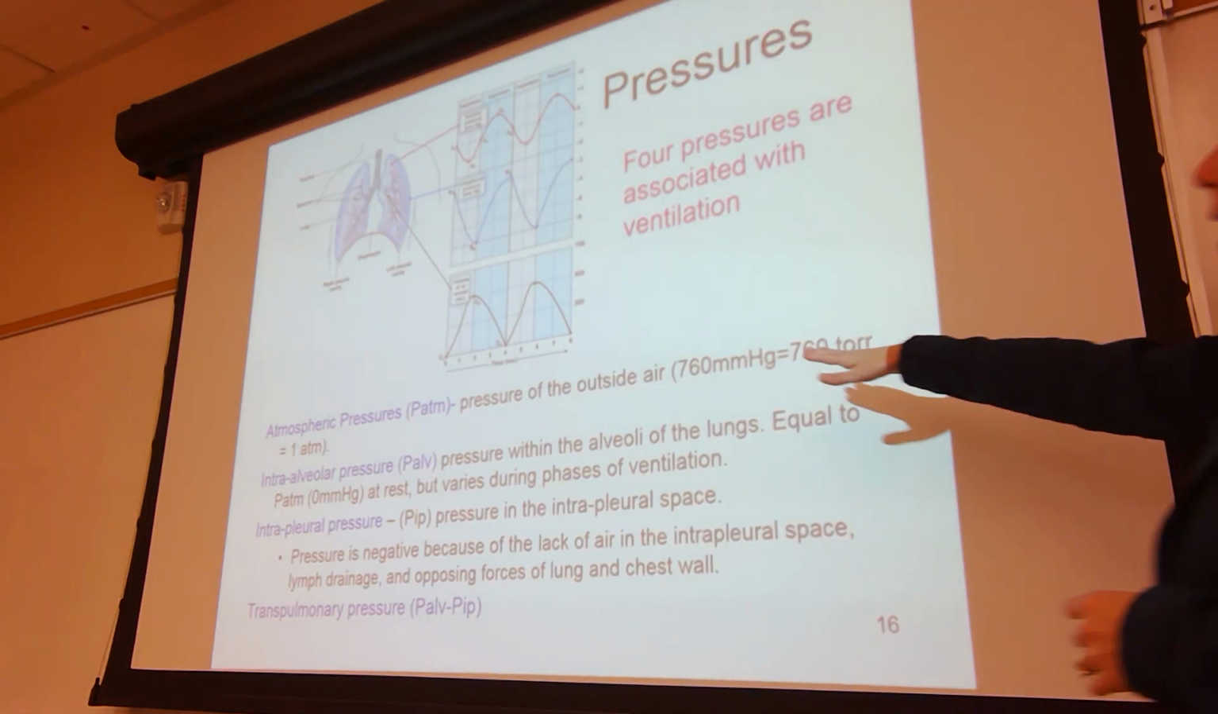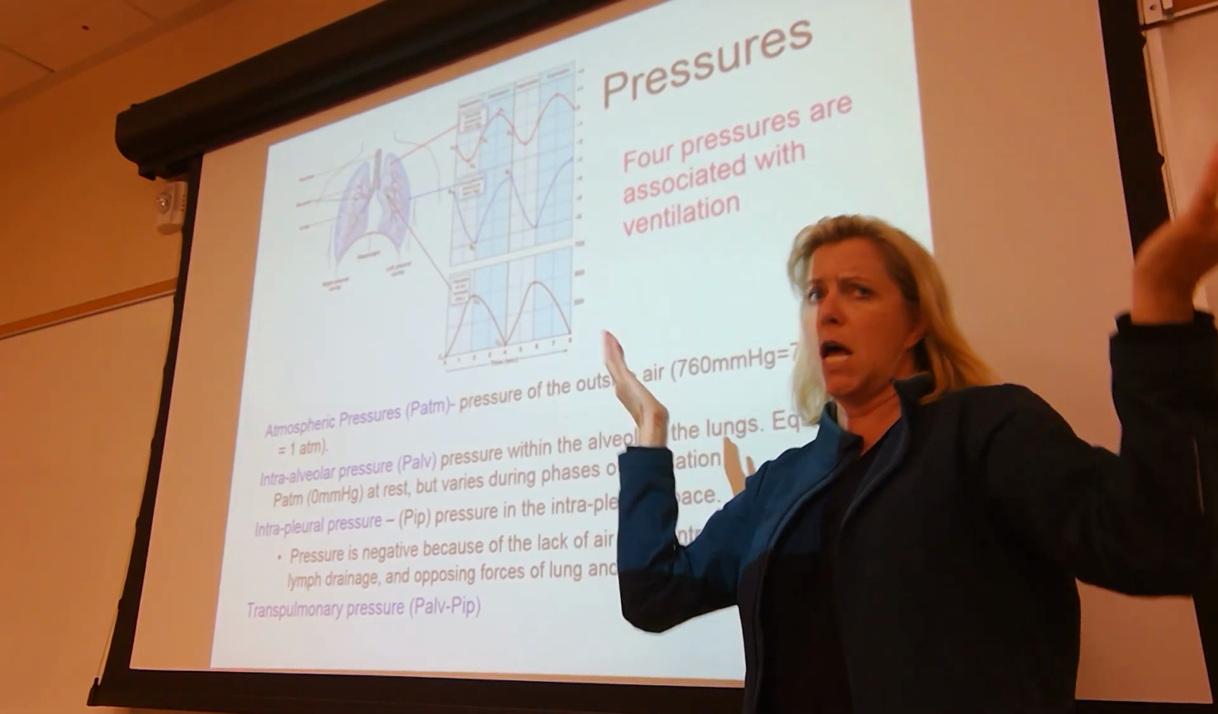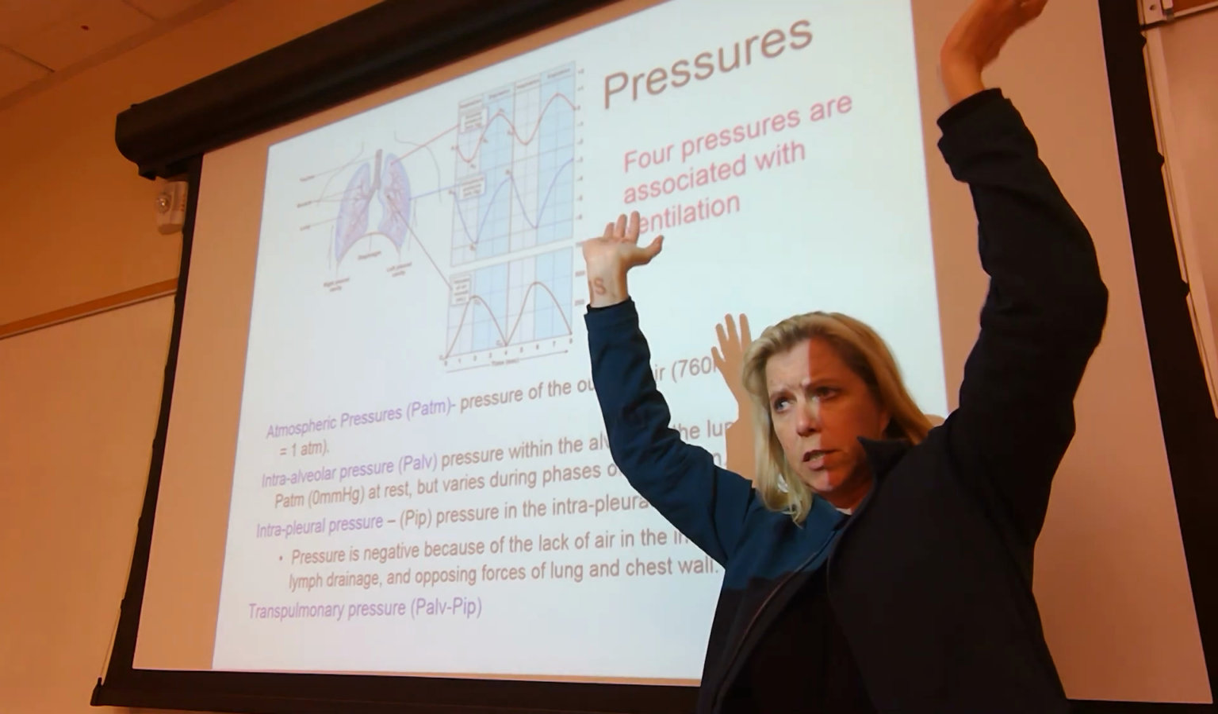So I've already told you about atmospheric pressure, the air pressure around you, 760 millimeters of mercury.